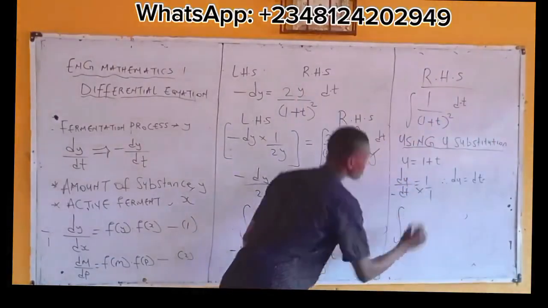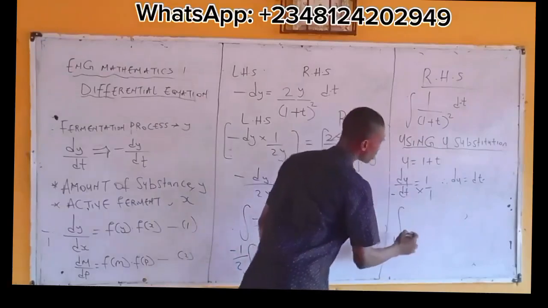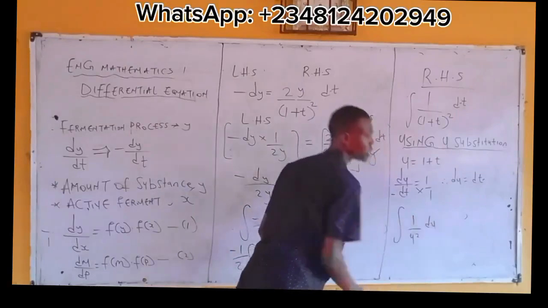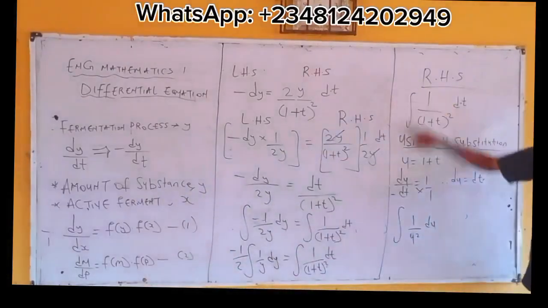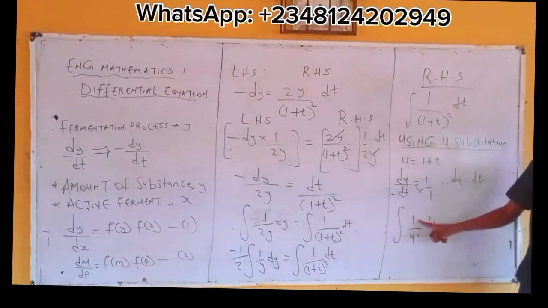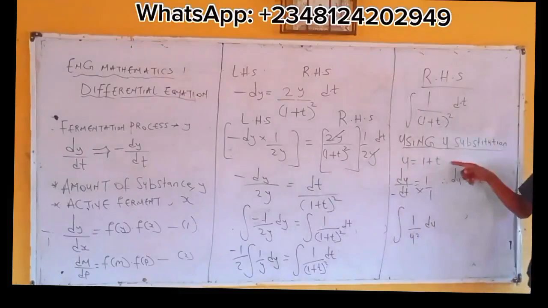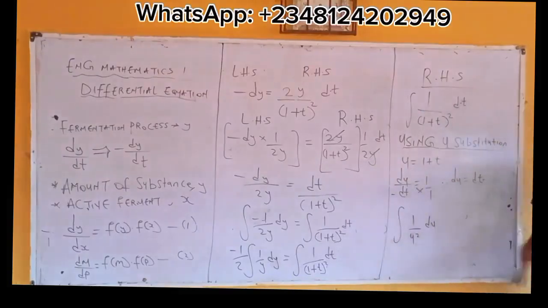By doing that, it becomes the integral of 1 over u squared du. Why? Because this integral, this is it. Division, then 1 plus t. We said let u be 1 plus t, meaning u squared. Then dt is already du. That's what we did. Now let's integrate.